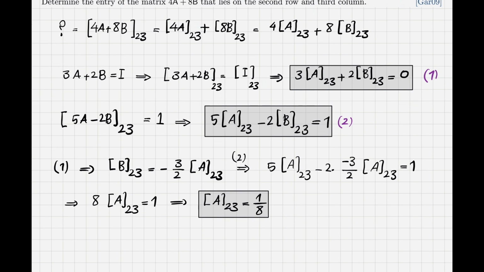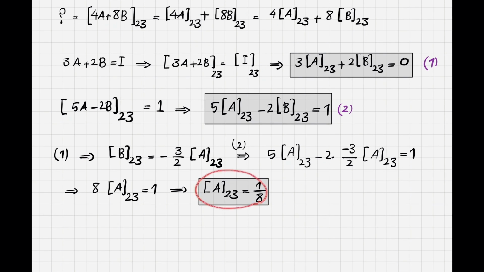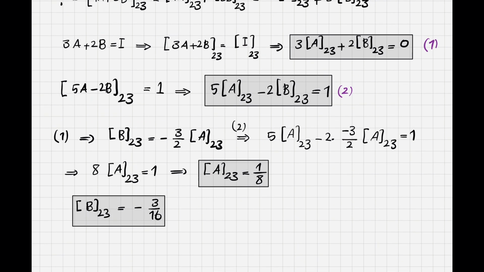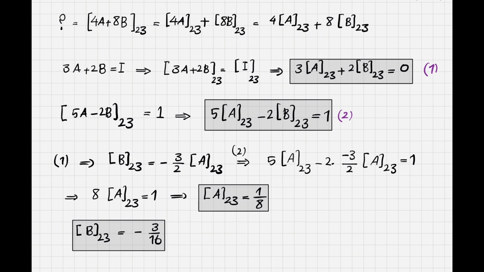And now what I do, I will take this one and put it here. Then I can find the one which is left. So b 2,3 is equal to minus 3 over 2 multiplied by 1 over 8, which becomes minus 3 over 16. So that's also the next entry that I wanted to find. Now everything is ready. So here I go to this question mark.